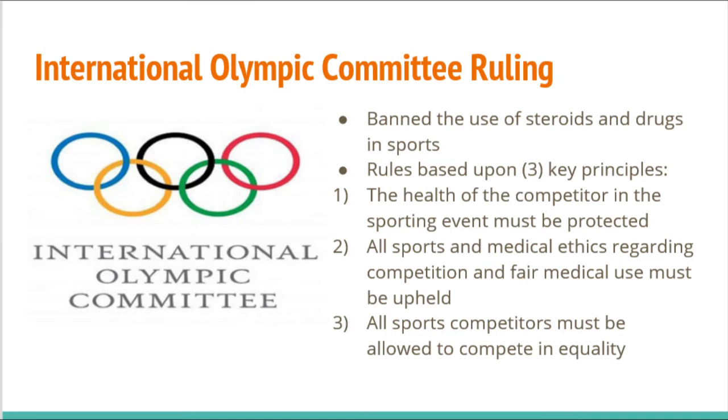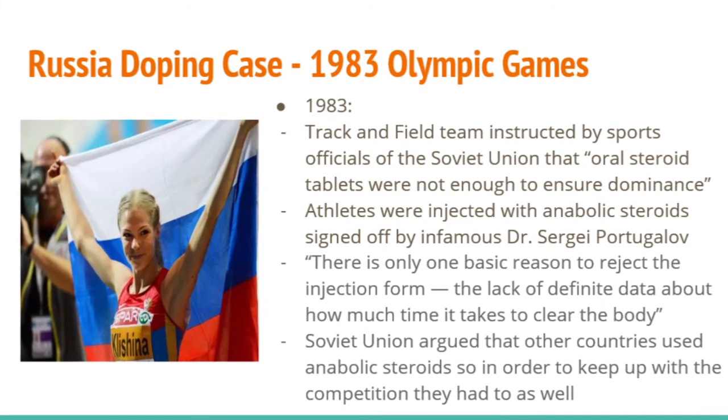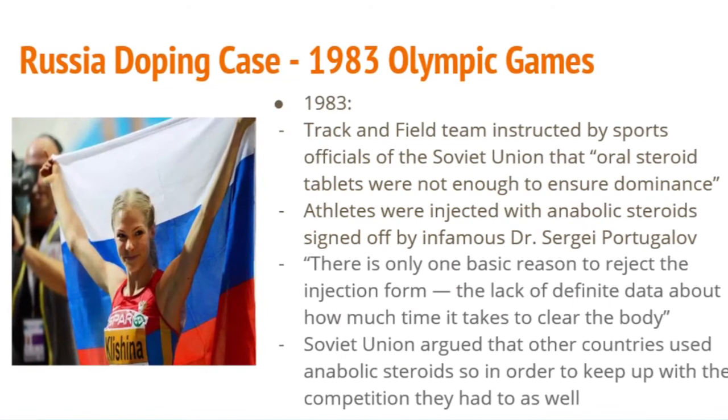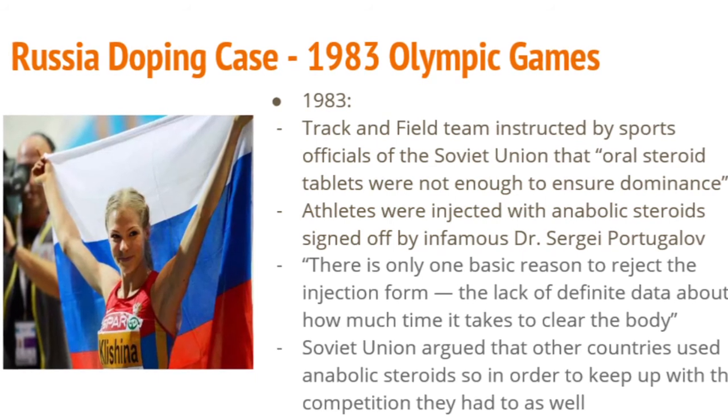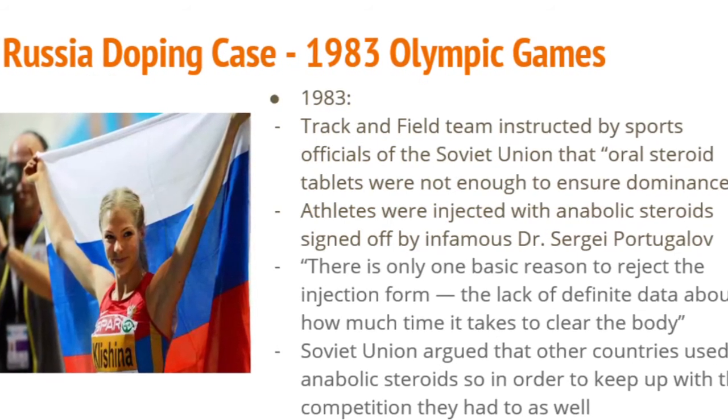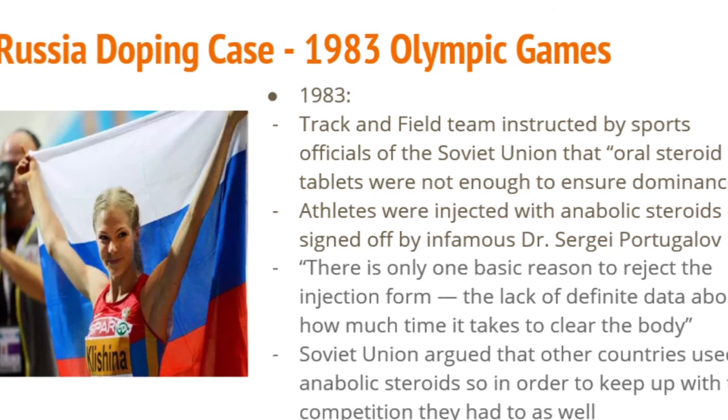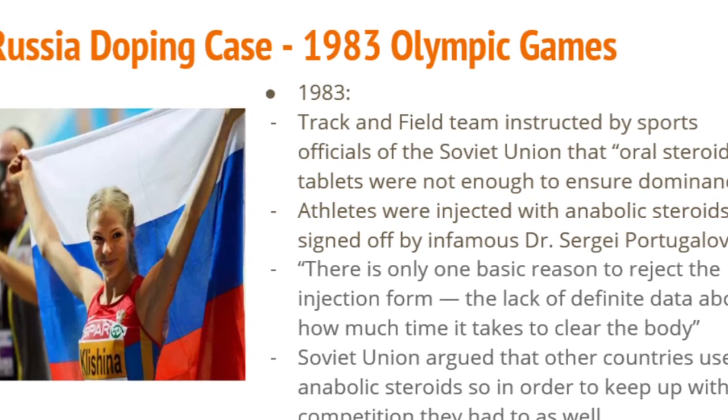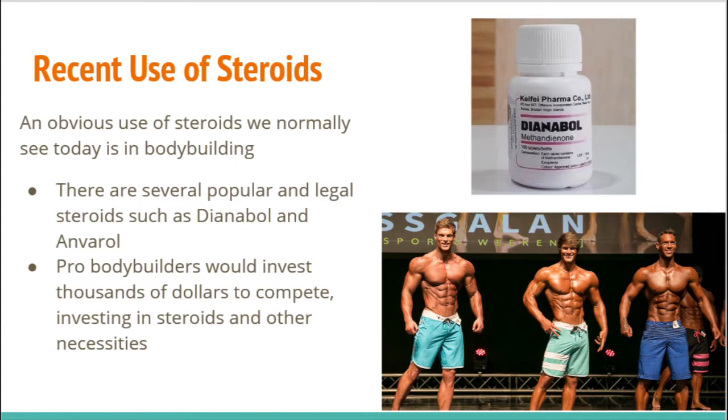The International Olympic Committee based the changing of the rules on 3 key principles. The first is that the health of the competitor in the sporting event must be protected. The second is that all sports and medical ethics regarding competition and fair medical use must be upheld. And the third is that all sports competitors must be allowed to compete equally. During the 1983 Olympics, Russian track and field athletes were injected with anabolic steroids under a physician with the excuse that this was necessary in order to keep up with competing athletes from other countries. It goes to show that this can happen to anyone, even professional Olympic athletes.